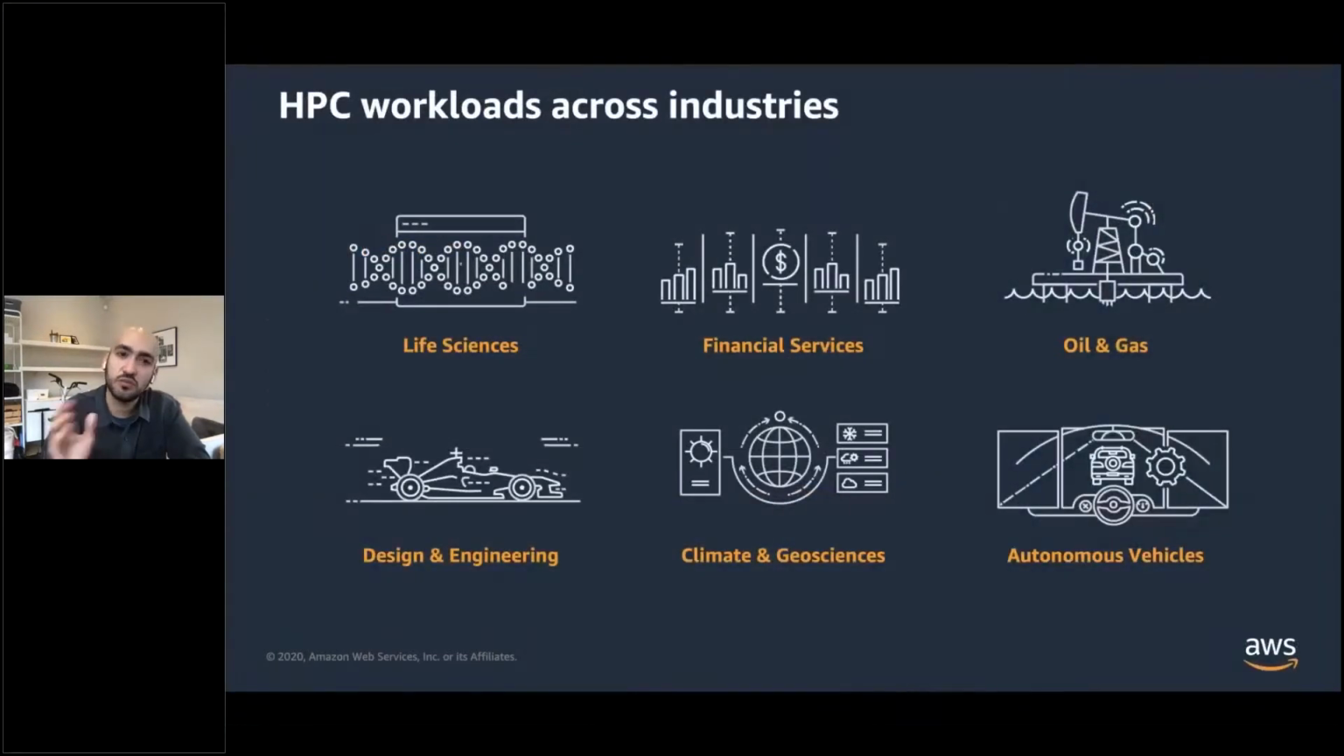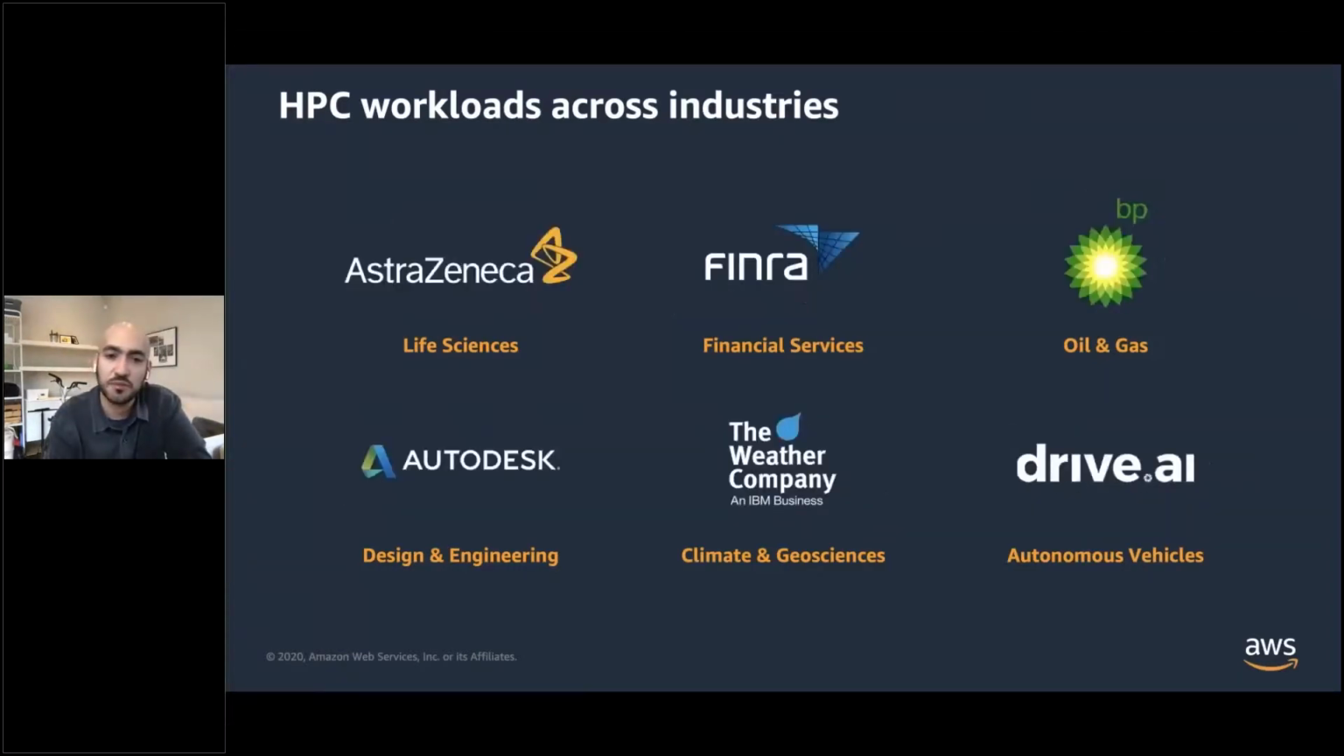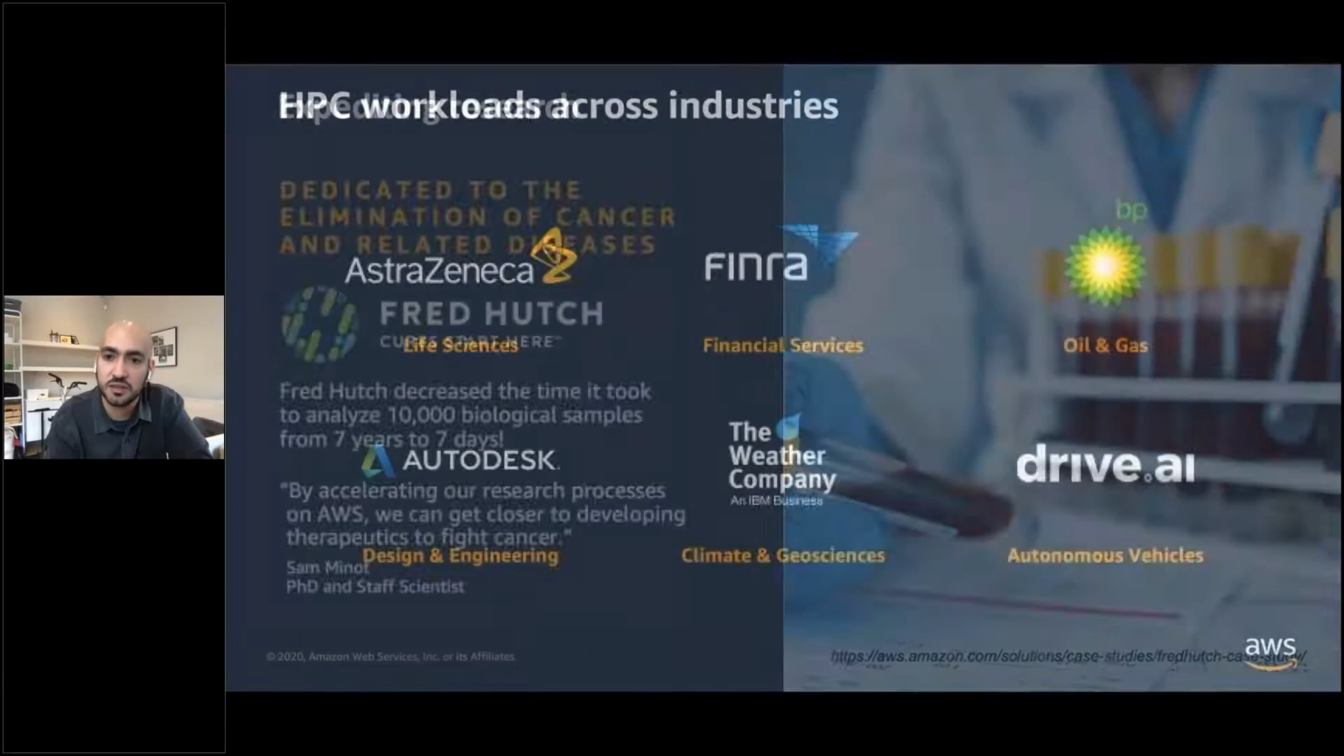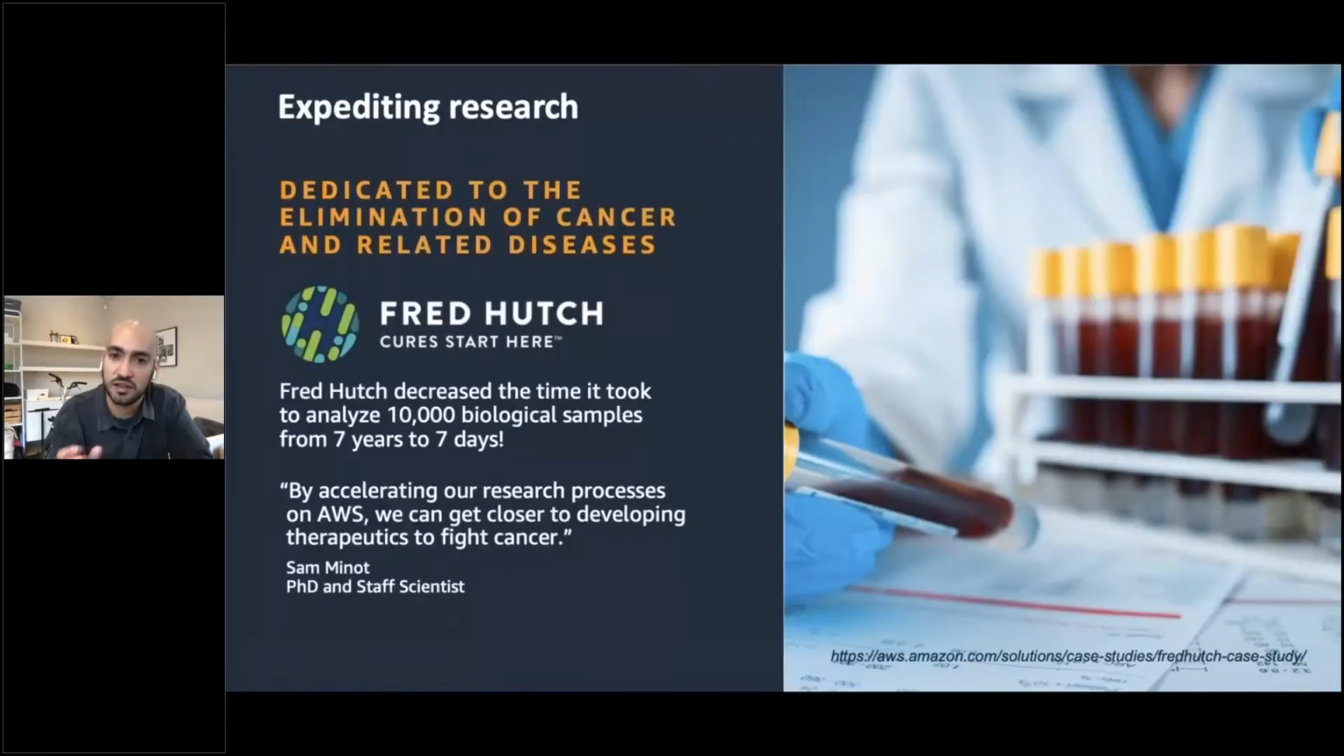These workloads can be found across different industries. So you have life sciences, financial services, for example, climate and geoscience, and these are some of the customers that are using AWS for their custom workloads. And I'm also interested in sharing with you some of the use cases that these customers have done and how this has helped them scale their research.